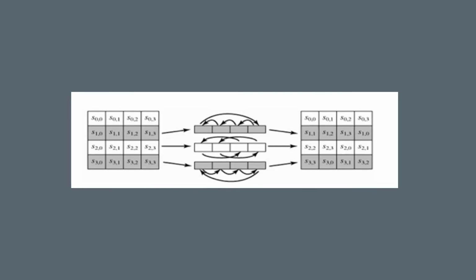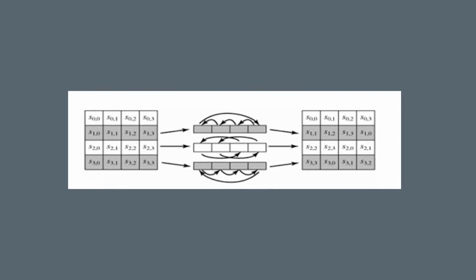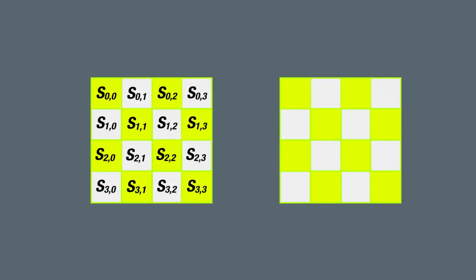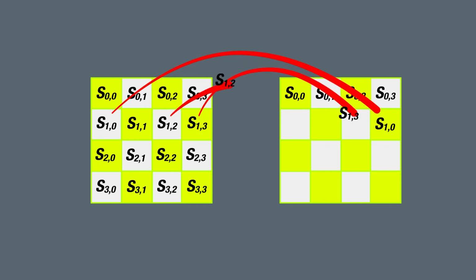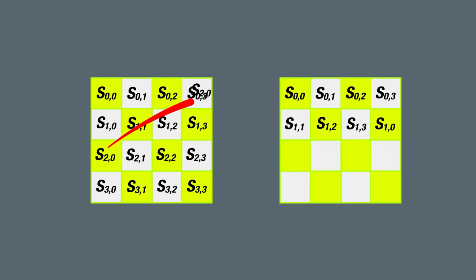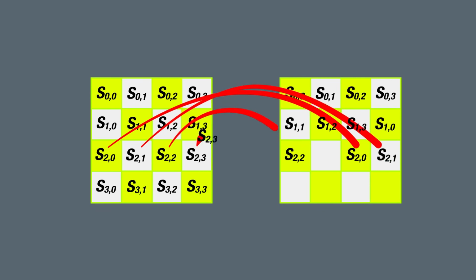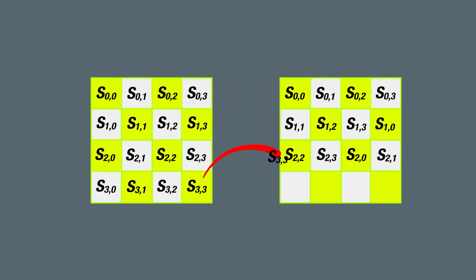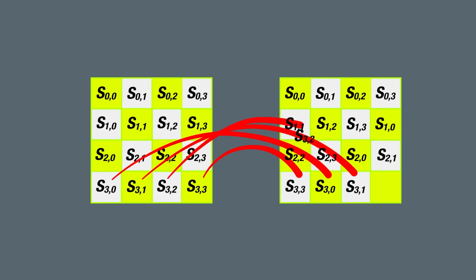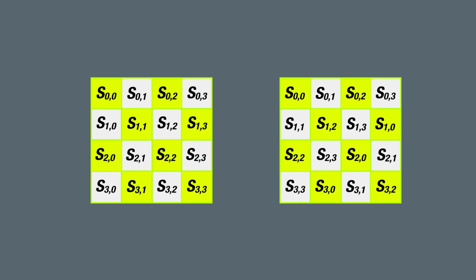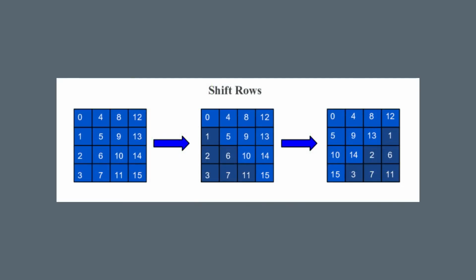In this state, each of the 4 rows of the matrix is shifted to the left. Any entries that fall off are reinserted on the right side of the row. The shift is carried out as follows. The first row is not shifted. The second row is shifted 1 byte position to the left. The third row is shifted 2 positions to the left. The fourth row is shifted 3 positions to the left. The result is a new matrix consisting of the same 16 bytes but shifted with respect to each other.